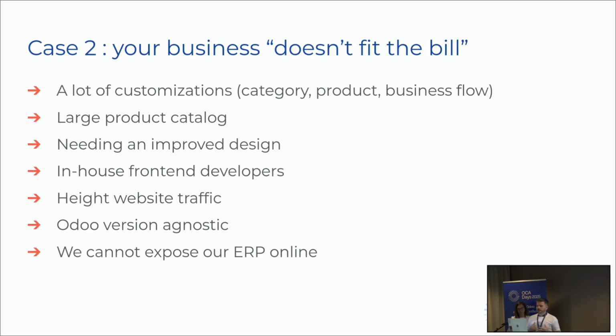We need an improved design to offer a super user experience to our customer. And in this case, we have in-house front-end developers available to organize, create, and develop the website. We expect for sure high traffic on this website because we want to sell a lot of OCA products online. And we want to find a solution with an Odoo version agnostic strategy.